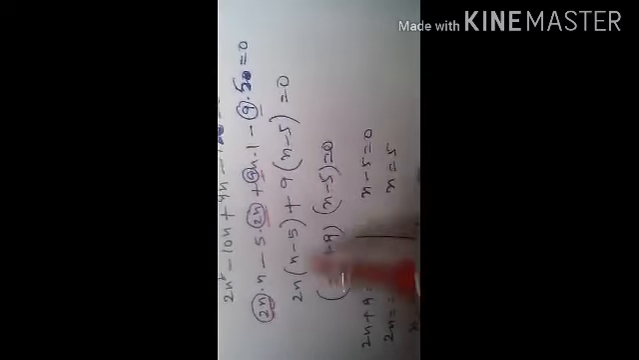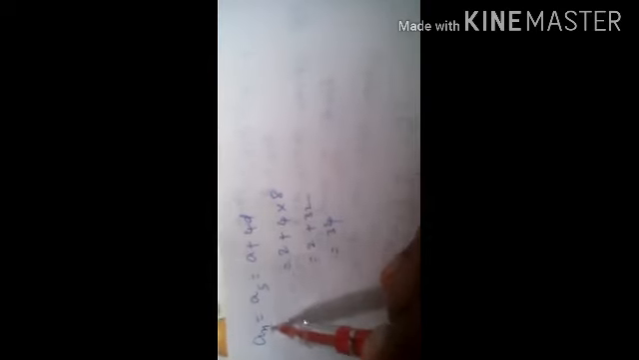So the common term n minus 5 and the remaining terms 2n plus 9 is equal to 0. We will get n is equal to minus 9 by 2, and n minus 5 is equal to 0 where n is 5. So n cannot be negative. So we can discard n is equal to minus 9 by 2. We can take n is equal to 5 only. So we get the n as 5.